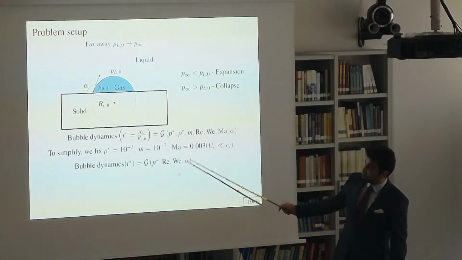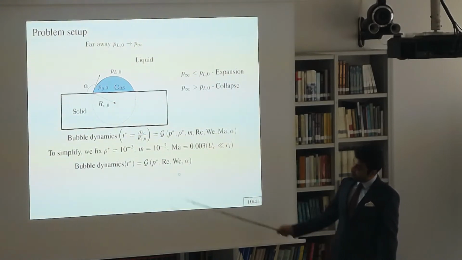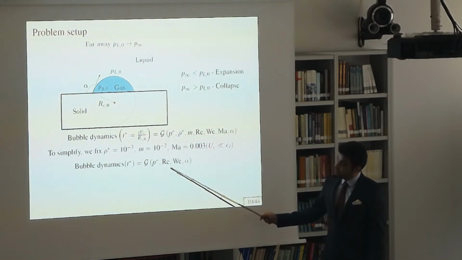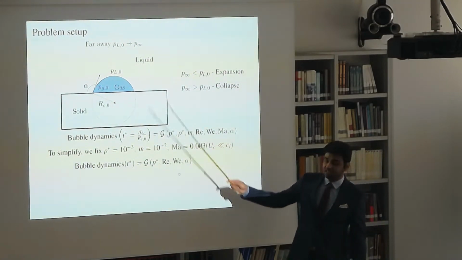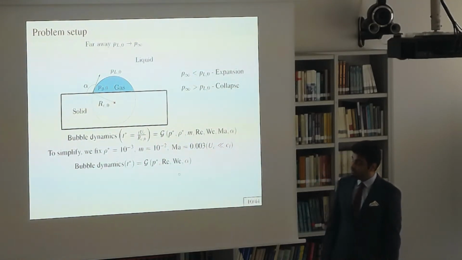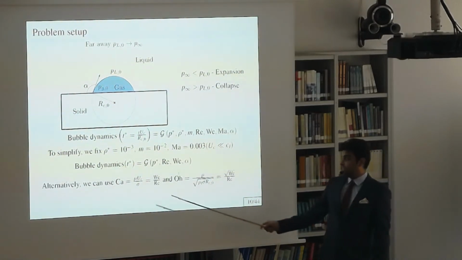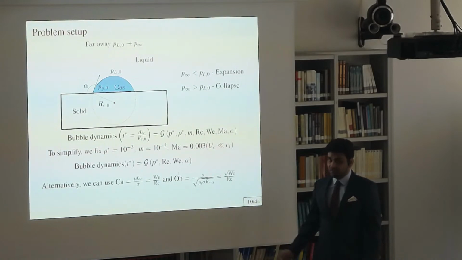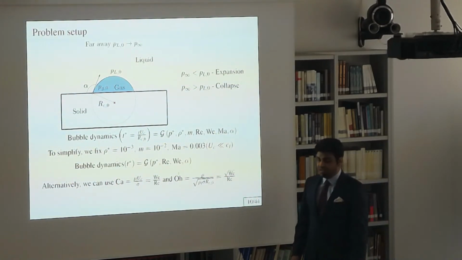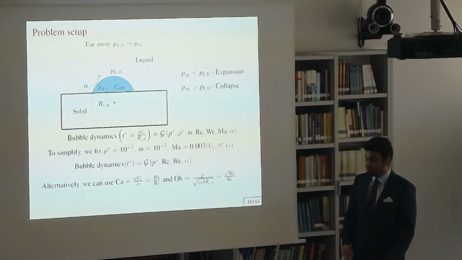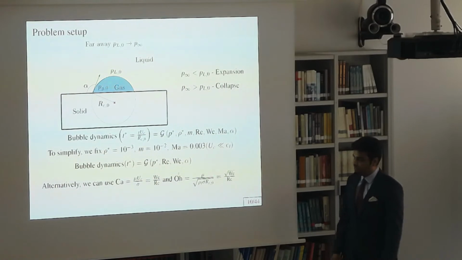Hence, we end up studying the bubble dynamics as function of following four important parameters, which is the pressure ratio, the Reynolds number, Weber number, and the contact angle, which is the only parameter that controls the shape of these bubbles. Alternatively, we also use capillary number and Ohnesorge number while talking about the microlayer formation because this simplifies our discussion in this context. And I'll discuss this in detail when I'll be talking about the microlayer formation.